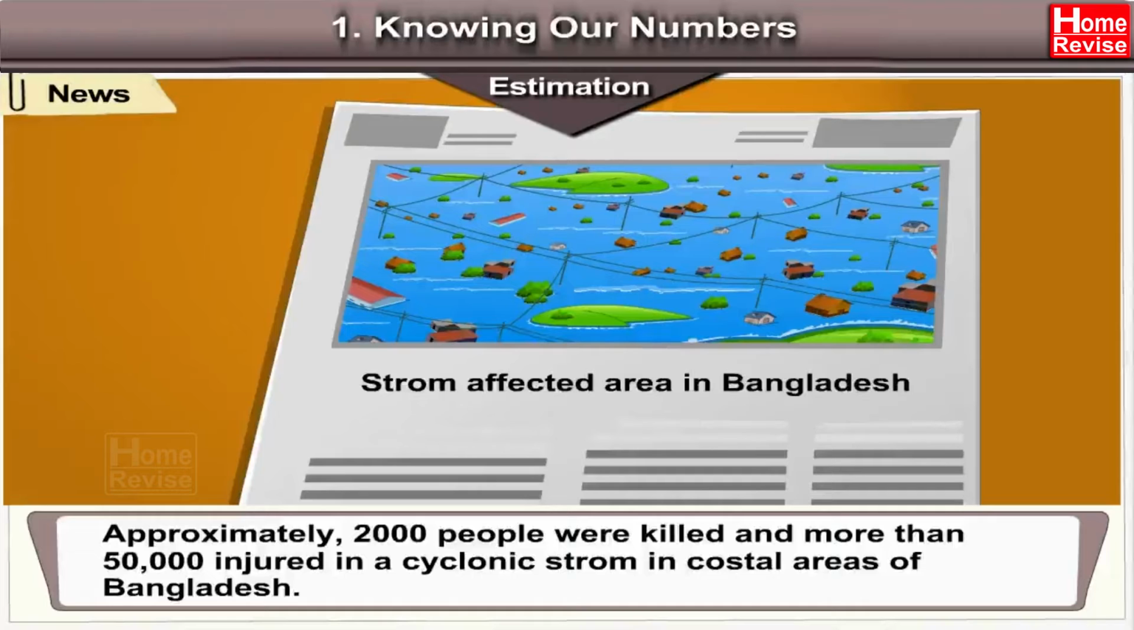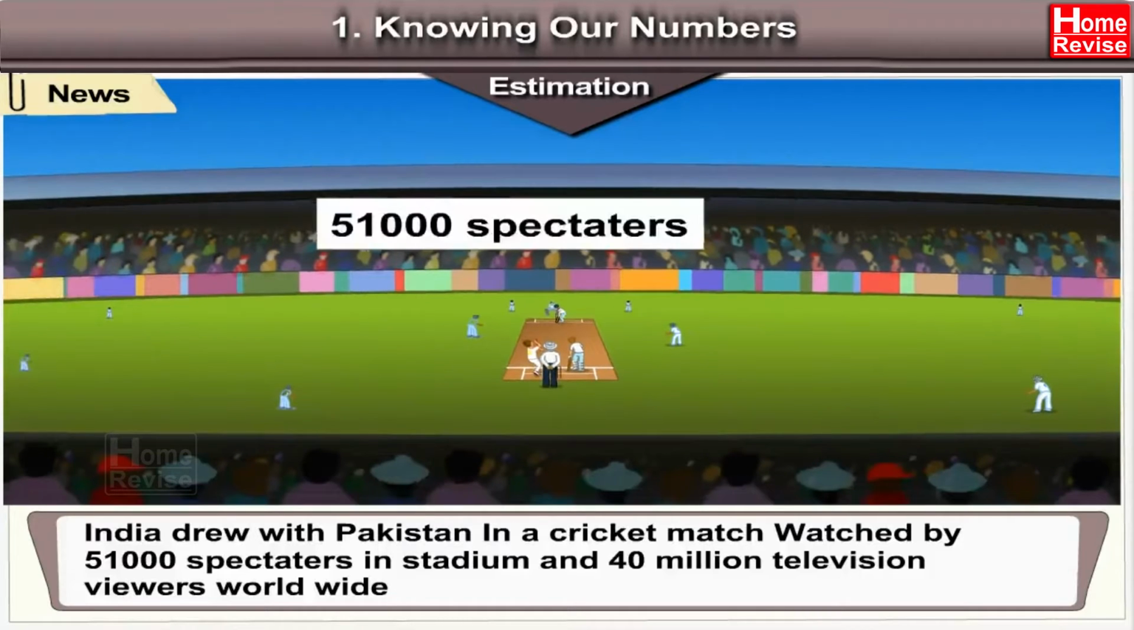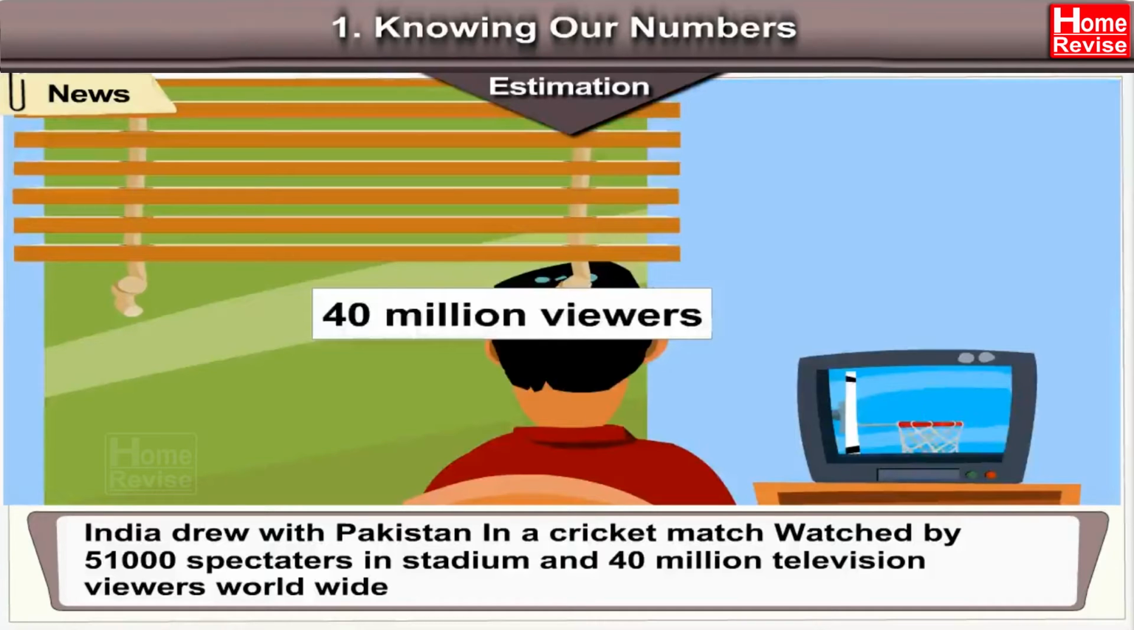Estimation. News 1: Approximately 20,000 people were killed and more than 50,000 injured in a cyclonic storm in coastal areas of Bangladesh. News 2: India drew with Pakistan in a cricket match watched by 51,000 spectators in stadium and 40 million television viewers worldwide.